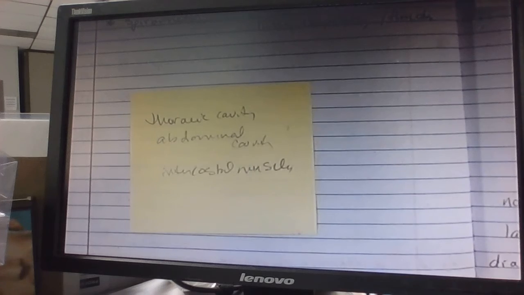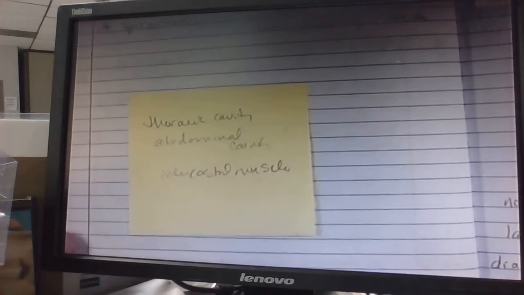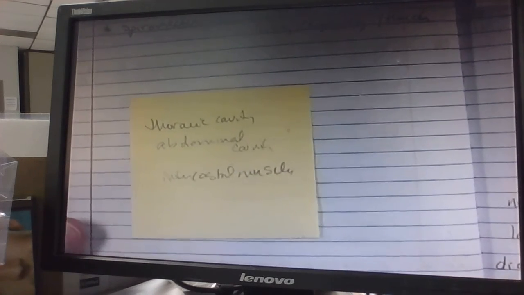You might want to make a note. If you don't know what those things are, you might want to make a note for yourself what those are. I know what they are.